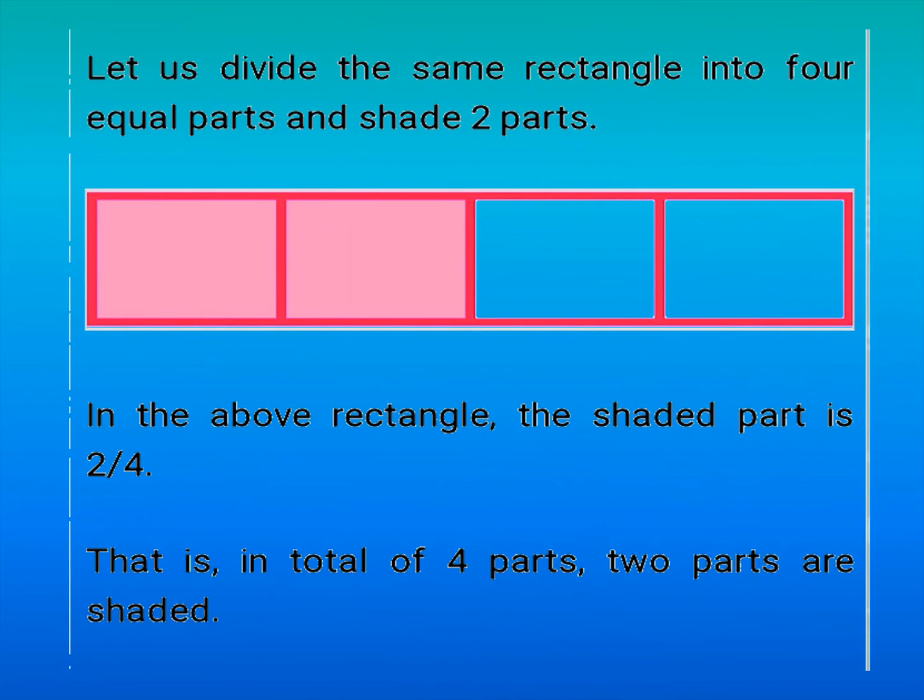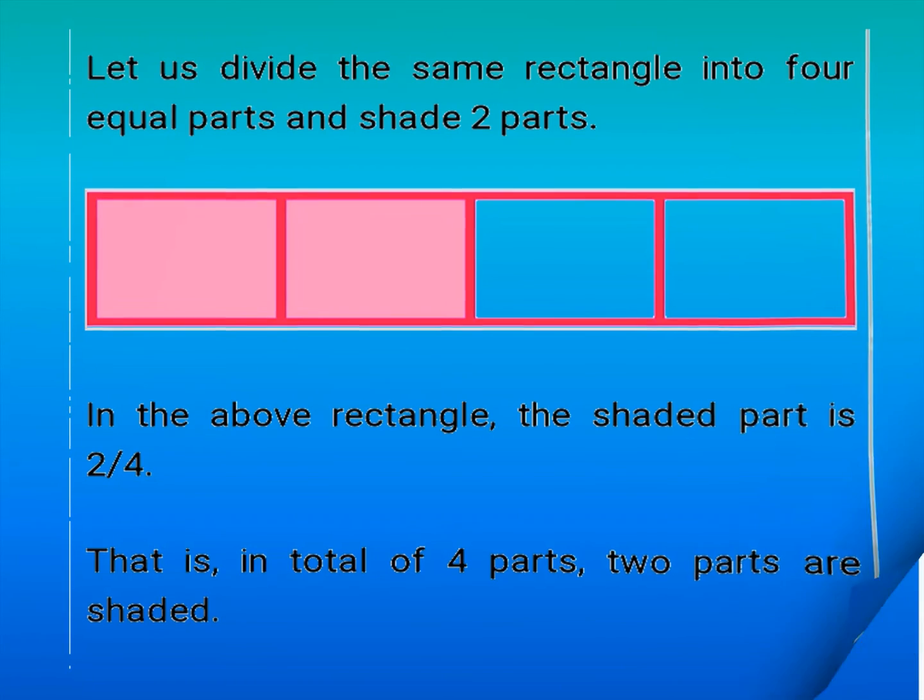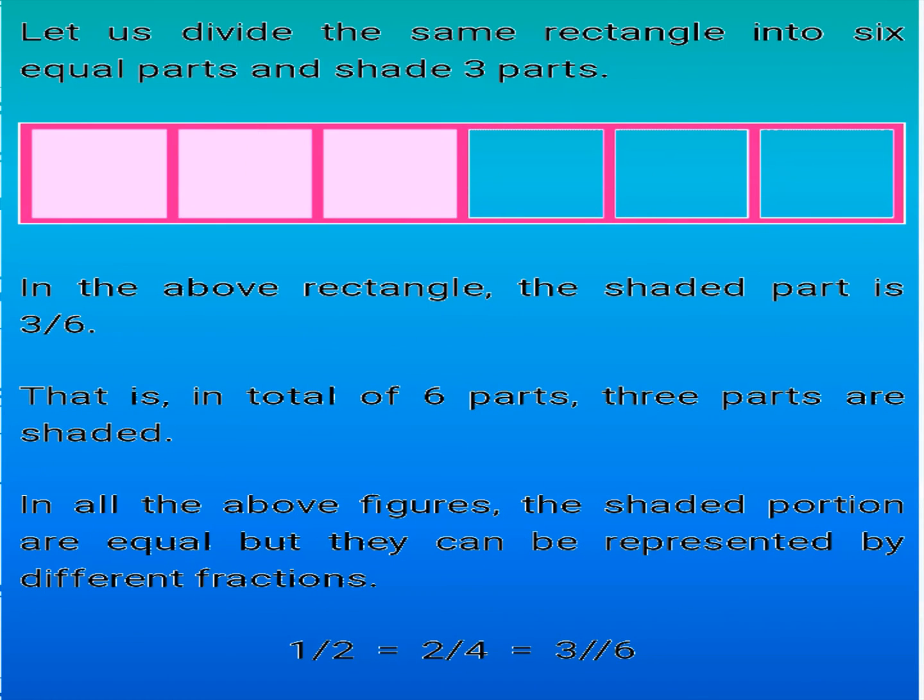Now in the next, let us divide the same rectangle into 4 equal parts and shade 2 parts. In the above rectangle, the shaded part is 2 upon 4. So, in total of 4 parts, 2 parts are shaded. And now let us experience.